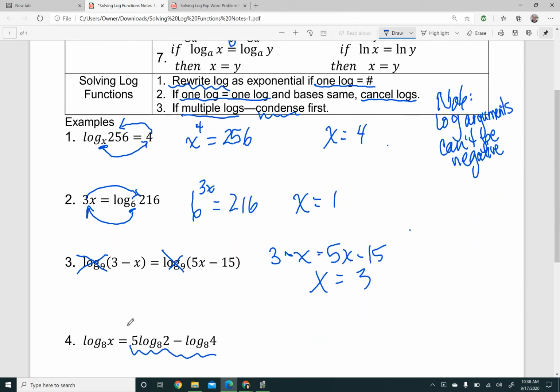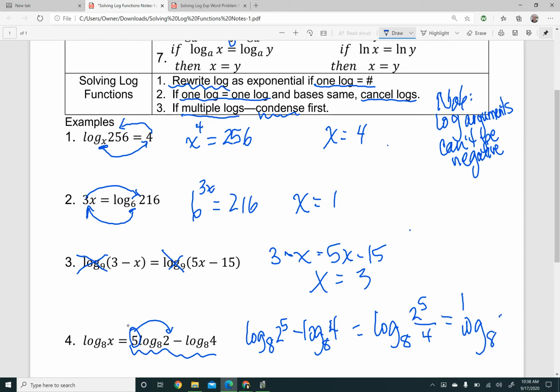So down here, we have a power. So we're going to move it to the top. So we get log base 8 of 2 to the 5th minus log base 8 of 4. Some of you try to do all this at one time, and it's too much. So then this subtraction becomes division. So this becomes log base 8 of 2 to the 5th over 4. And so this is the right-hand side, and that's equal to this other side, log base 8 of x.